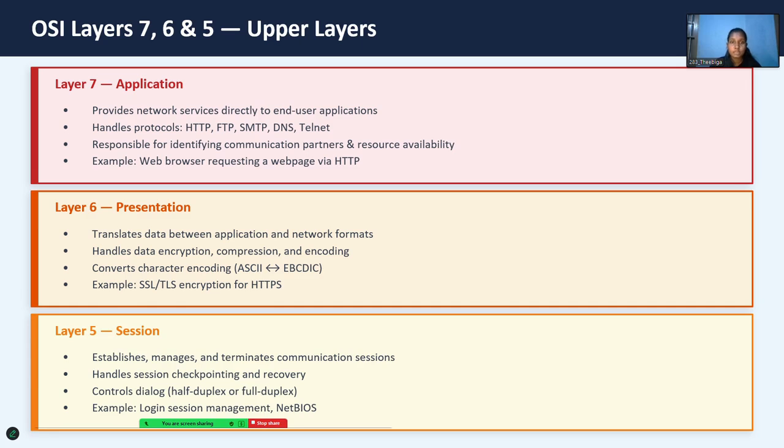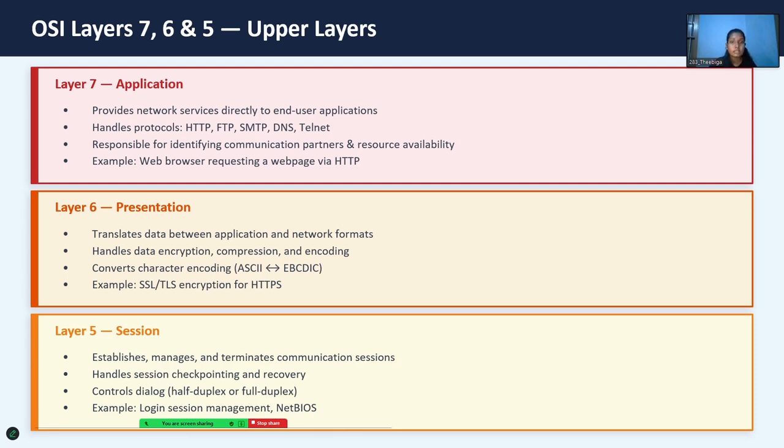When you open a browser and request a web page, it's HTTP at work, and HTTP lives at layer 7. Other protocols here include FTP for file transfer, SMTP for email, and DNS for translating domain names into IP addresses.